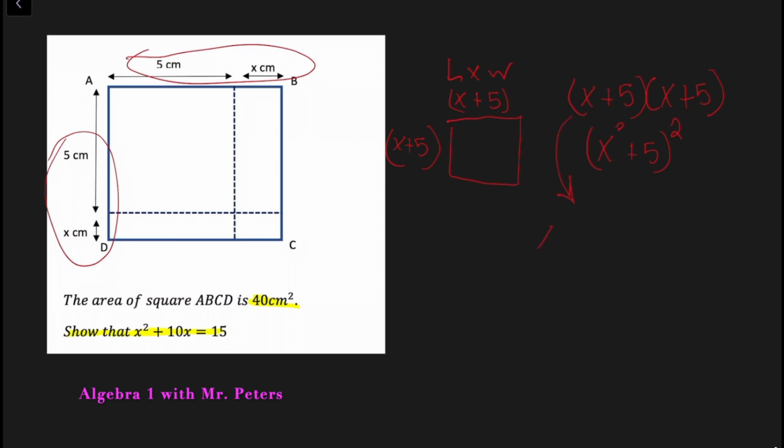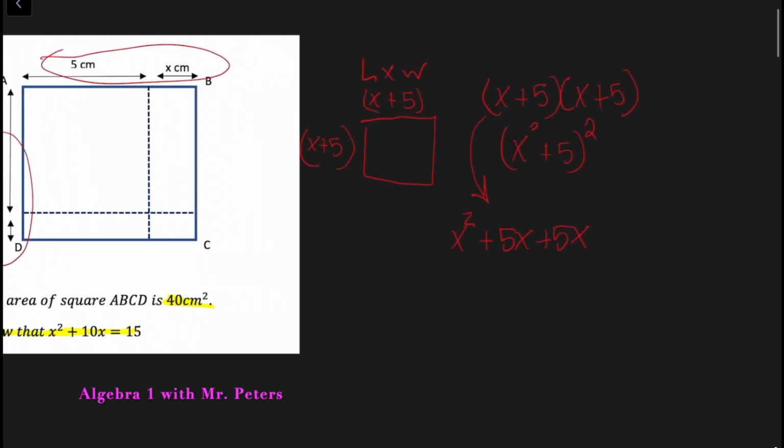So once we do this now, we should get x squared plus 5x plus 5x, plus 25 is equal to, and guys, remember, we're trying to figure out the area. They told us it's 40 centimeters squared. So this is what this is equal to. Now we combine our like terms. x squared plus 10x plus 25 is equal to 40.